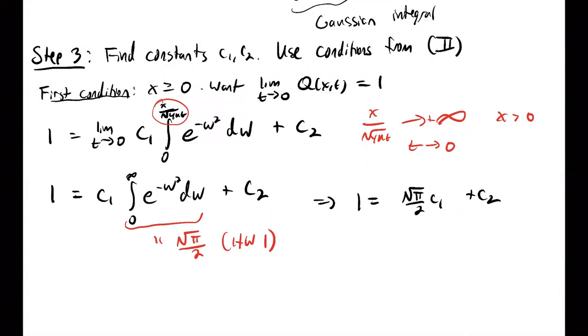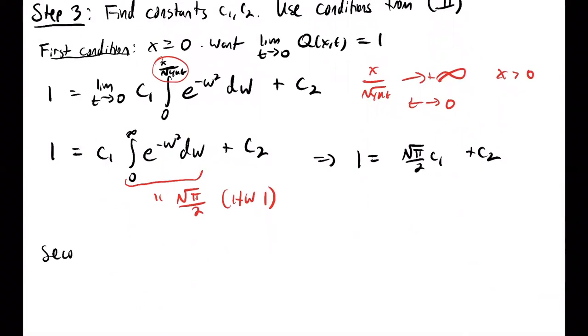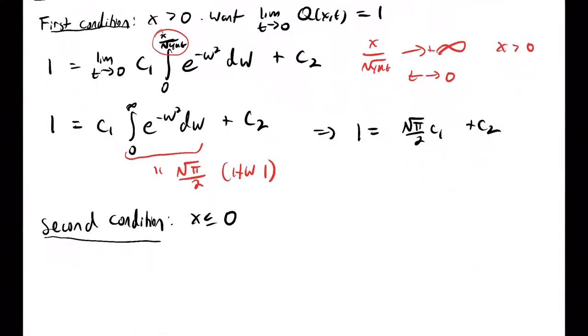Well, that's itself not enough information to actually figure out what C1 and C2 have to be. But remember, we have another condition, which we haven't used yet. So this is the second condition when x is equal to 0, or x is less than or equal to 0. And so in this case, I want the limit as t goes to 0, when x is less than or equal to 0, of q of x, t. This should be equal to 0 now. Remember we had this piecewise defined formula for q.